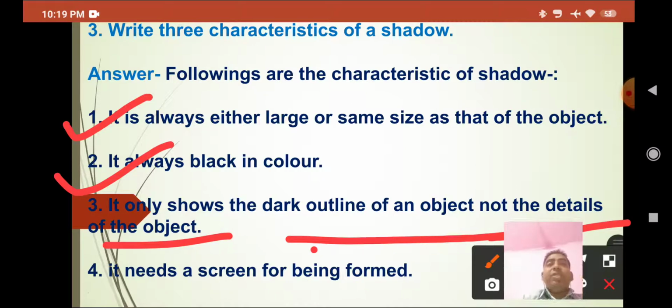Shape and size of the shadow also vary with the position of the source of light. For example, our shadow in sunlight changes in length and direction during the day as the sun changes its position in the sky.